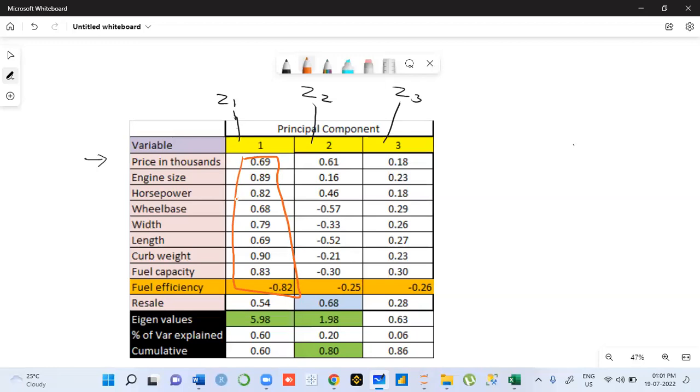In group 2, where we have high relation, where it will go? That too. Got the point? So from price till fuel efficiency will make PC 1. Resale combine and will make PC 2. ये clear हो गया?